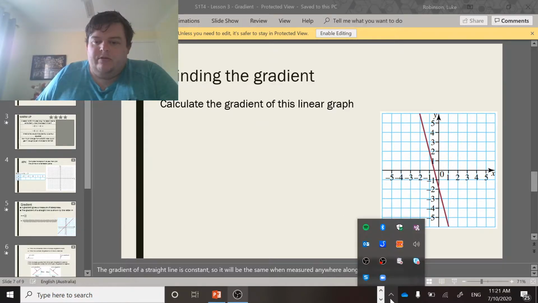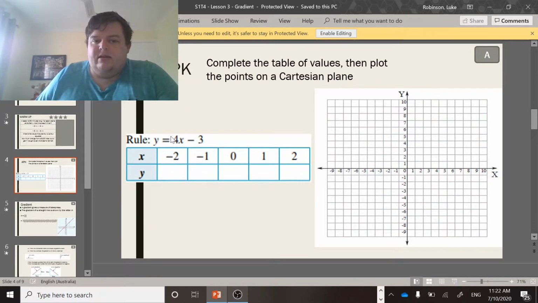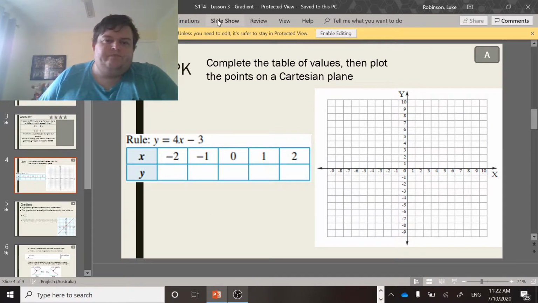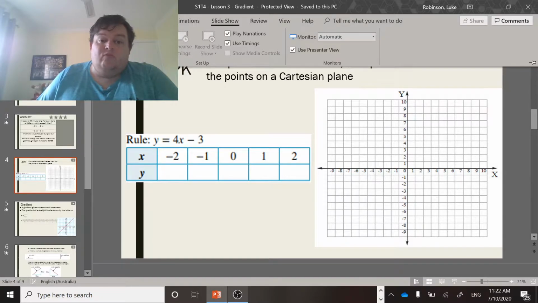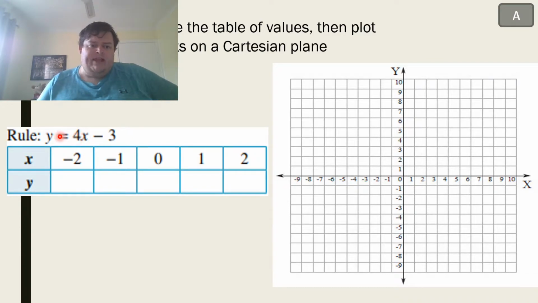So the first thing is, when we're looking at a rule in general, the gradient is determined by whatever number is here. The standard form for a rule is y equals mx plus c, with m being the gradient and c being the constant and the intercept.